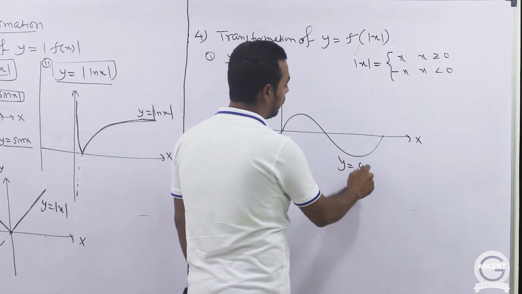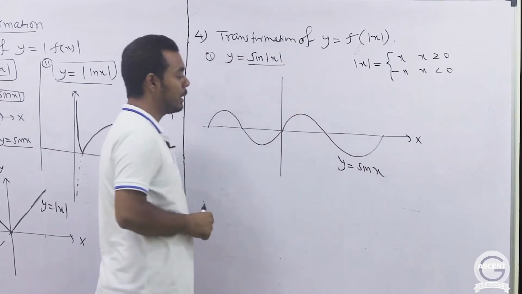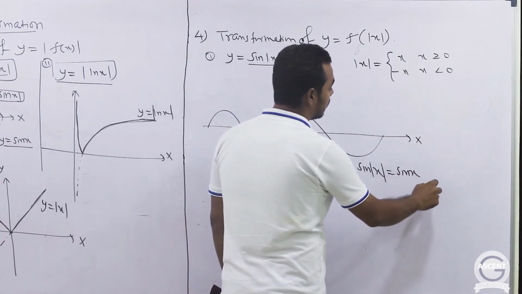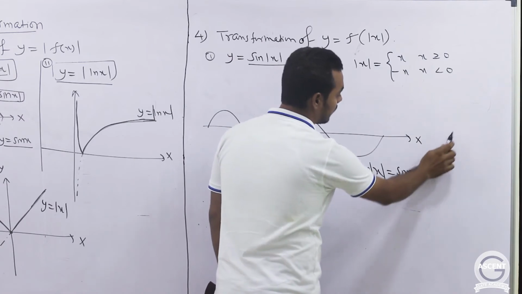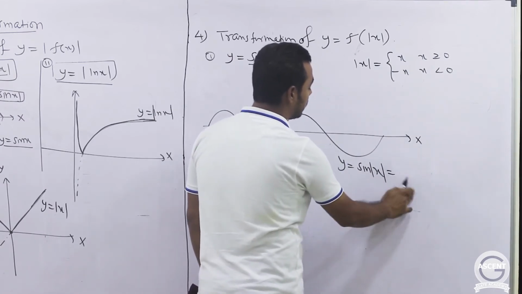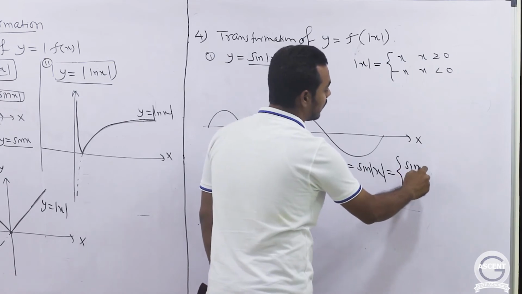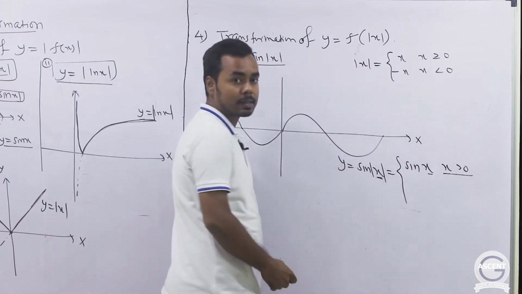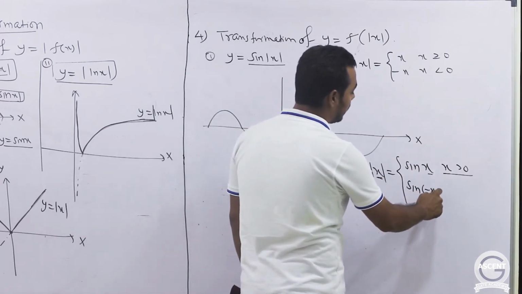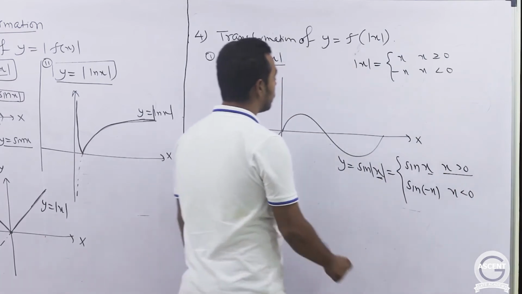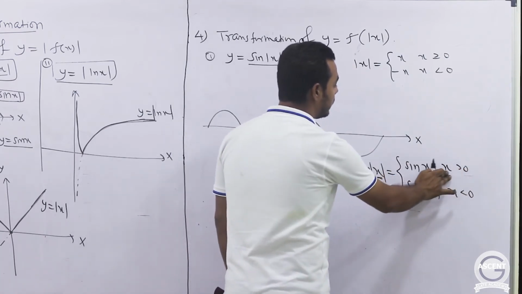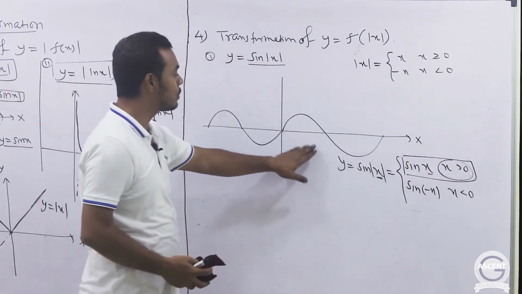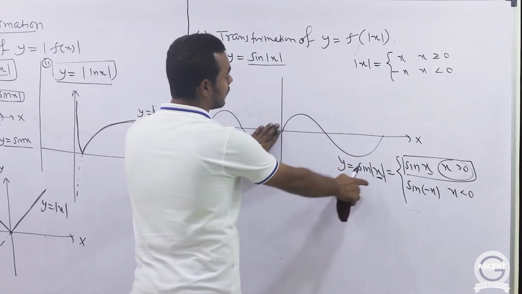Now if I want to draw the graph of sine of mod x, we all know that sine of mod x will be sin x if x is positive, because if x is positive mod x will be x, and this will be sine of minus x if x is negative. So first we can easily see that the graph will be sin x for positive x. For positive x we don't have any issues. This will be the graph of sin x and sine of mod x.